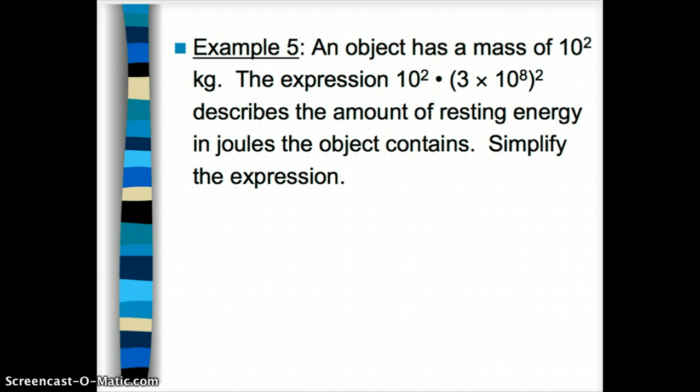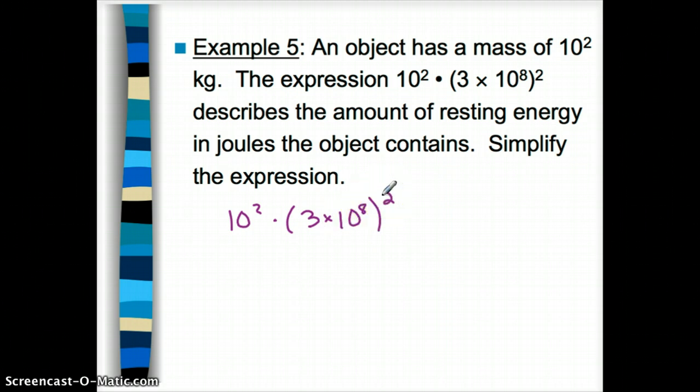All right, and then this last problem, a word problem. An object has a mass of 10 squared kilograms. The expression 10 squared times the quantity of 3 times 10 to the 8, squared, describes the amount of resting energy in joules that the object contains. And your job is to simplify the expression. So we are trying to take this entire expression, 10 squared times 3 times 10 to the 8th, squared.